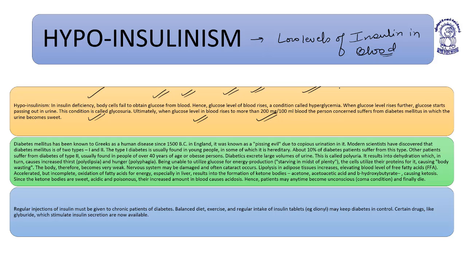This is about hypoinsulinism. Now, diabetes mellitus has been known to the Greeks as a human disease since 1500 BC. In England, it was known as pissing evil due to copious urination in it. Modern scientists have discovered that diabetes mellitus is of two types, type 1 and type 2. Type 1 diabetes is found in young people, in some of whom it is hereditary. About 10% of diabetes patients suffer from this type. Other patients suffer from type 2 diabetes mellitus, which is non-insulin dependent diabetes mellitus.